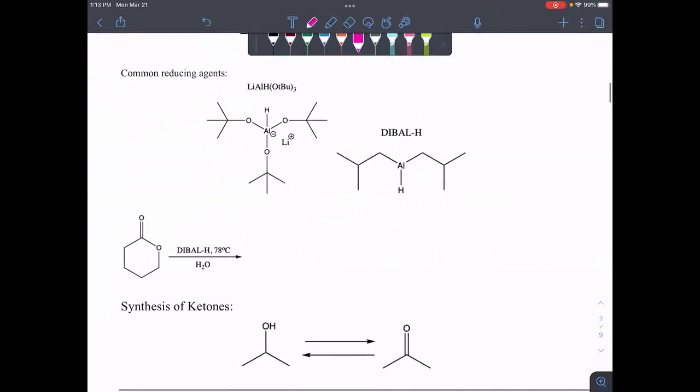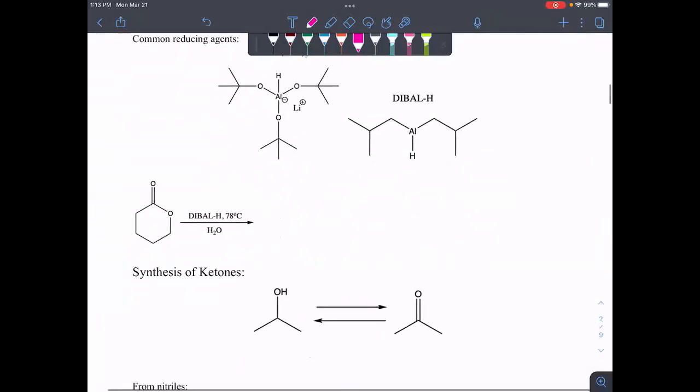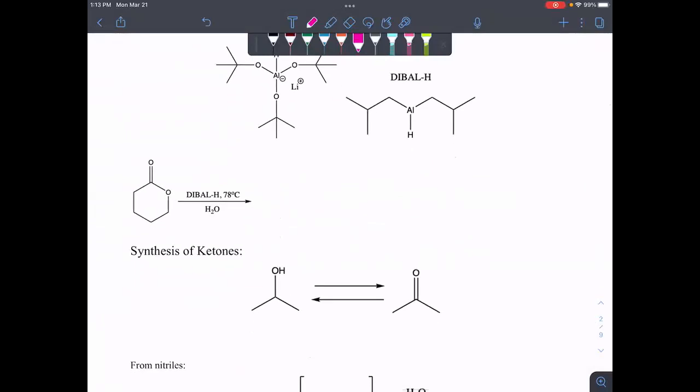Okay, and these are just the structures of the reducing agents. Not important to know, but it's in there. But DIBAL can do something else to esters. If you have a cyclic ester, a lactone, it's going to reduce into an aldehyde, but then you break open the ester and you get an aldehyde and a carboxylic acid. So if you react a lactone with DIBAL, you get this.